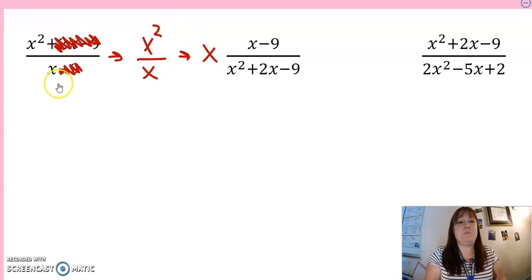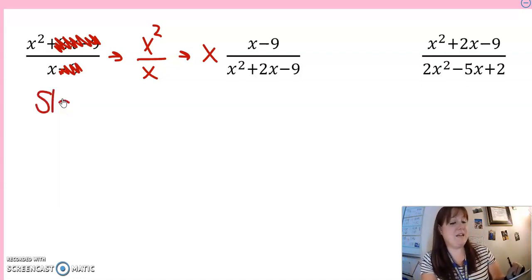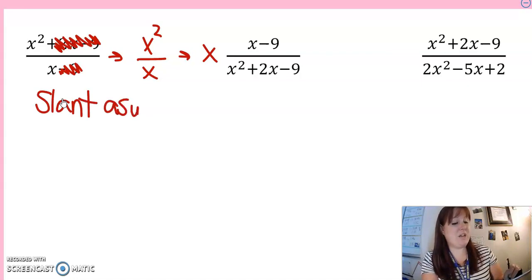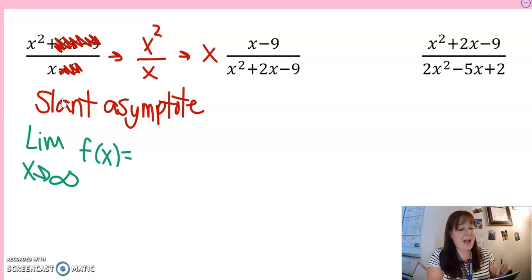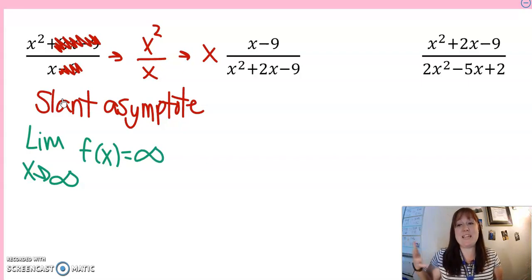So for this one, it doesn't approach a specific number. It keeps getting huge, right? And so this has what we call a slant asymptote. If you look at the limit as x approaches infinity of this function, if I put a huge number in, I get out a huge number. So the limit as x approaches infinity is infinity. So this has what we call a slant asymptote. It approaches a line, but not a horizontal line. It doesn't approach one value. It just keeps on getting bigger and bigger toward infinity.